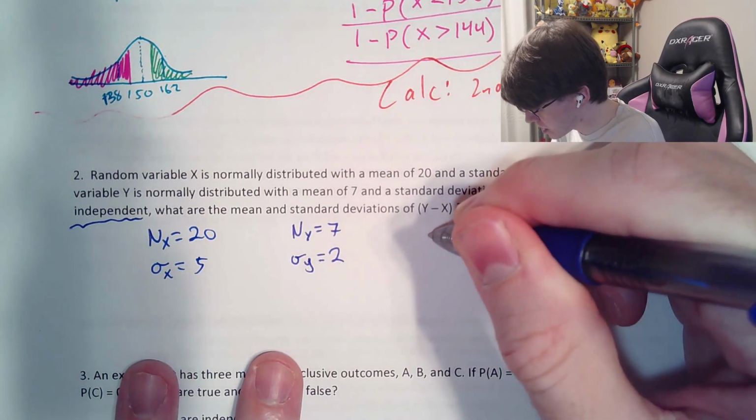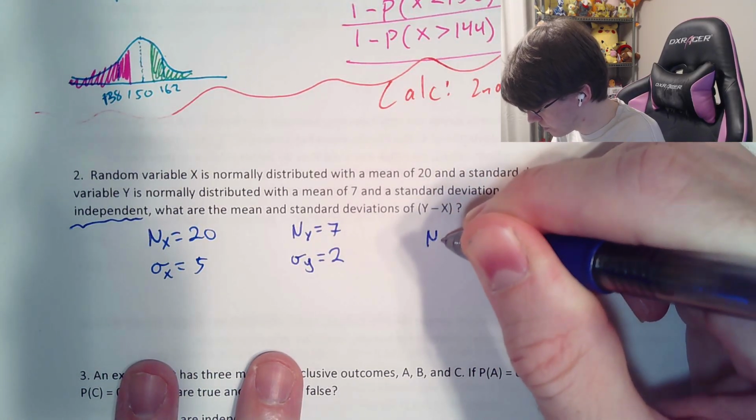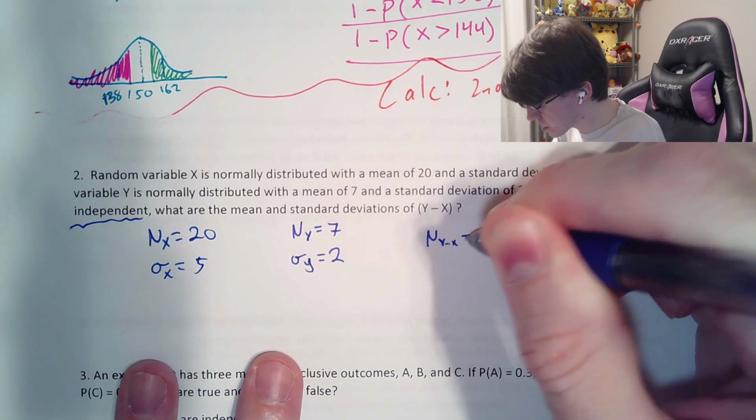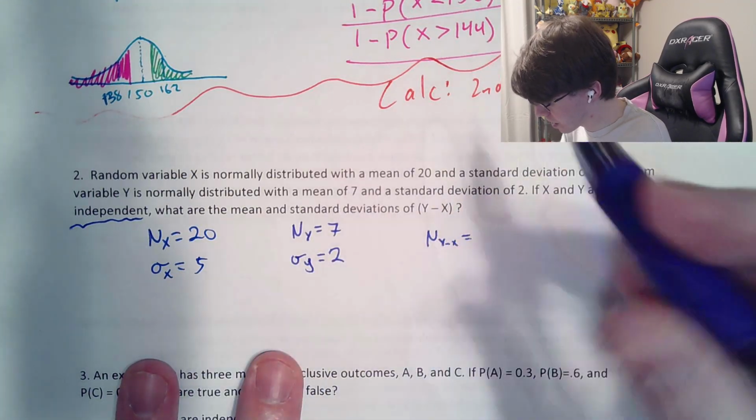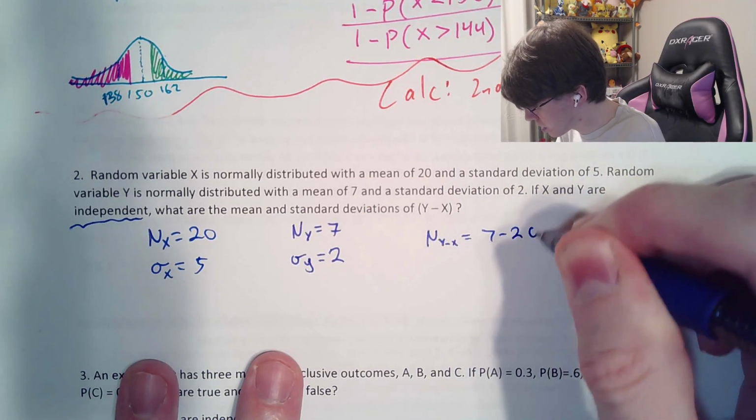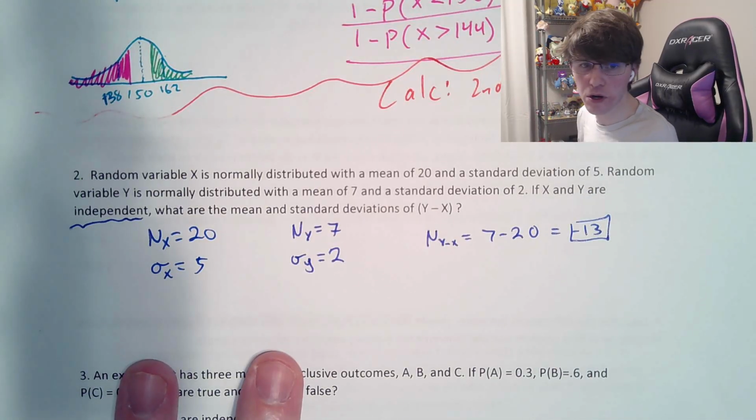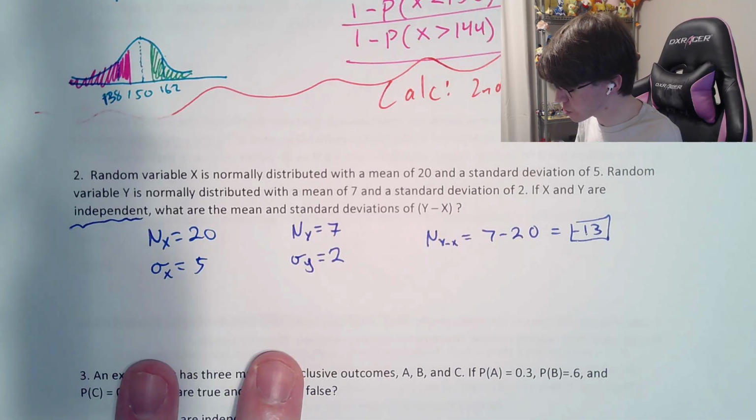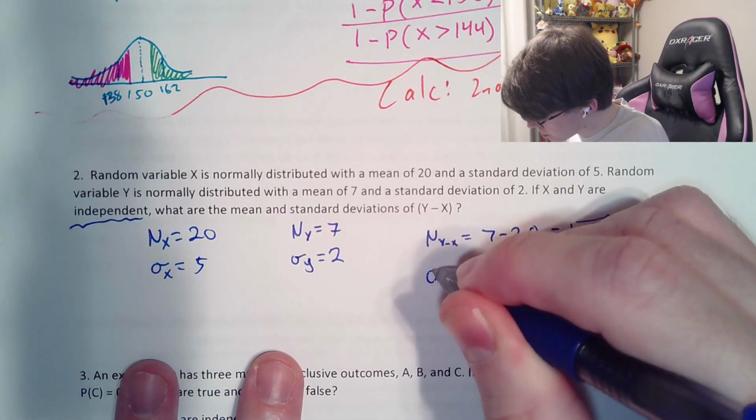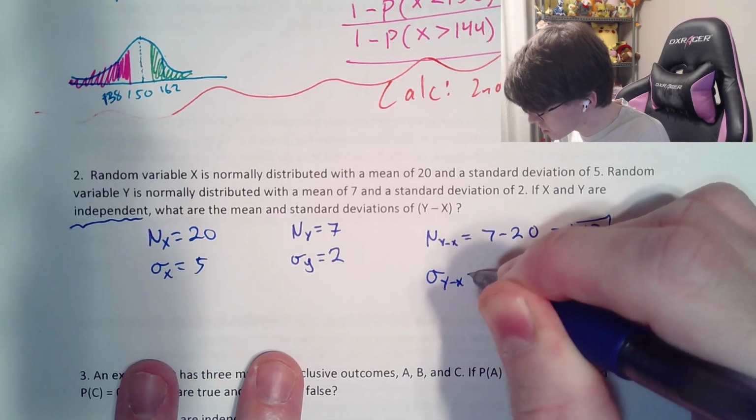The good news is the mean is super duper simple. The mean of y minus x is just literally y minus x. So 7 minus 20, in this case, negative 13. So straightforward. You don't even have to think about it. You just subtract the two and you're done. Easy enough.